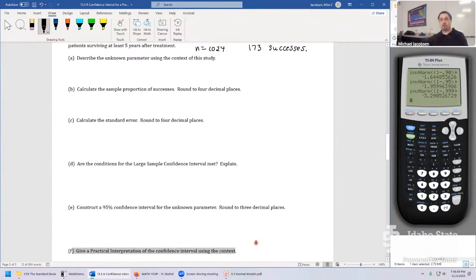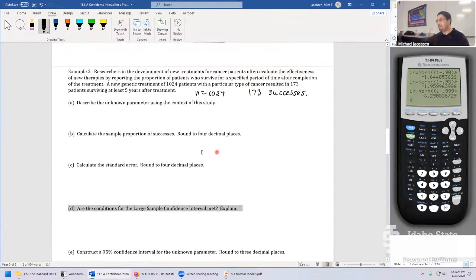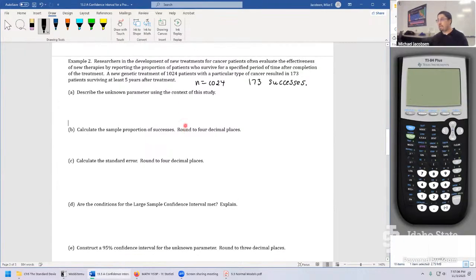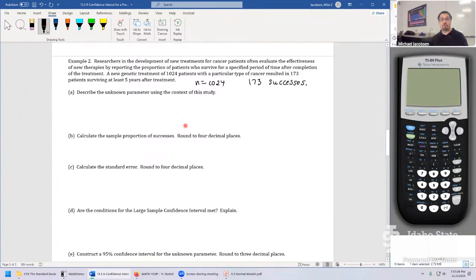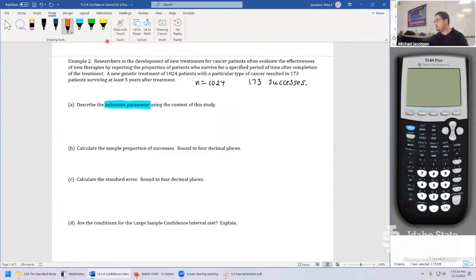But notice there's kind of a lot of parts to all this. Condition checking is in the middle, but as an exam question, I probably would take this off because it's a pretty big problem as it is moving through these parts. I would make this a whole separate question on its own right. So first thing we want to do is describe the unknown, the thing we're estimating in the very first place, the thing that makes us do the whole confidence interval. We'll call that the unknown parameter. And for these data, if we say that there's 173 successes, that means the data is categorical.